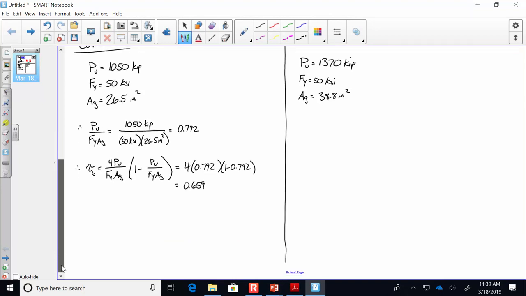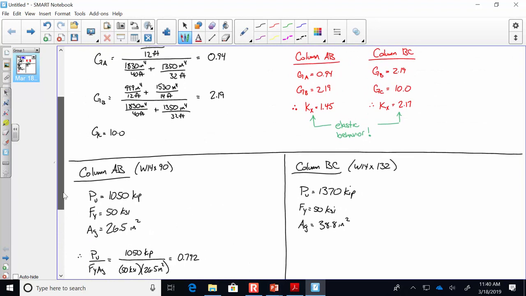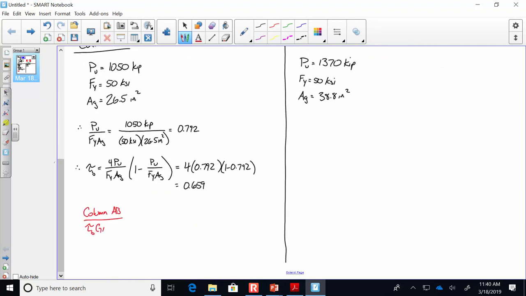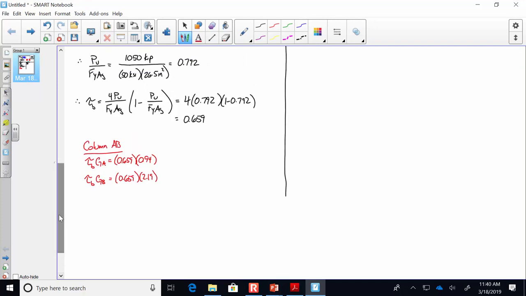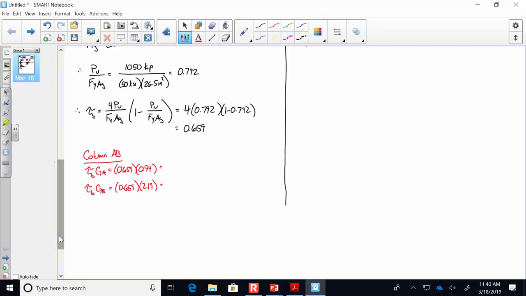0.659. Okay. So now what we're going to do is go back to the chart. Only before we went in with GA and GB, we're going to go in with tau GA, tau GB. So 0.659 times 0.94. 0.659 times 2.19. And so what do those come out to be? What's the first one? 0.62, and the second one, 1.44. All right.